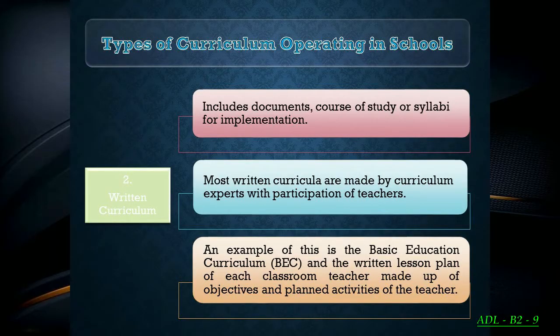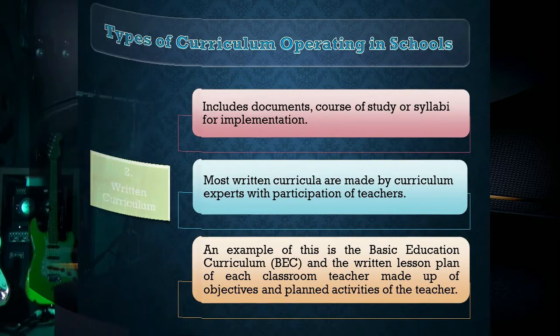The second type of curriculum operating in school is a written curriculum. It includes documents, course of study or syllabi for implementation. Most written curricula are made by curriculum experts with participation of teachers. An example of this is the basic education curriculum and the written lesson plan of each classroom teacher, made up of objectives and planned activities of the teacher.